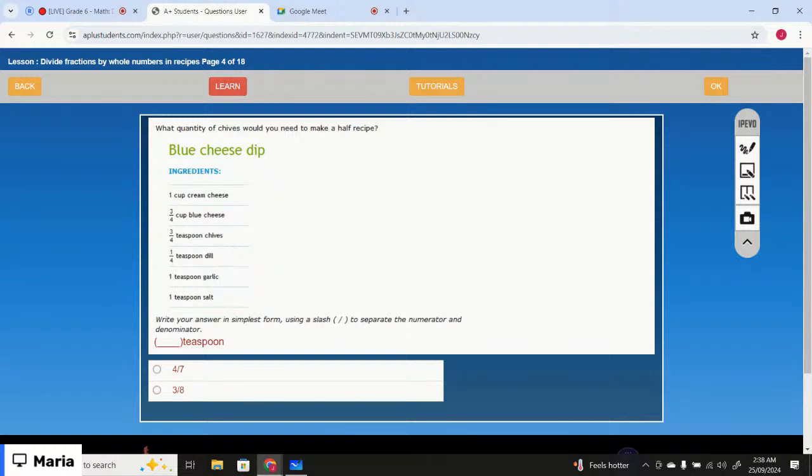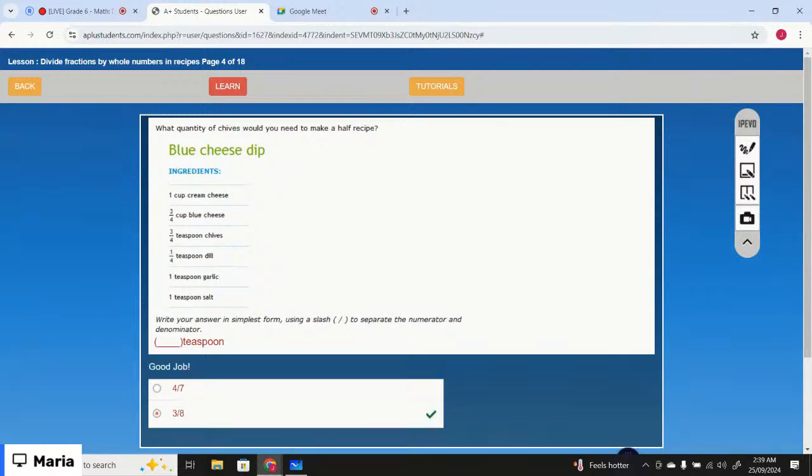What quantity of chives would you need to make a half recipe? So which is the correct option? The correct option is 3 by 8. Option number 2 is the correct option.